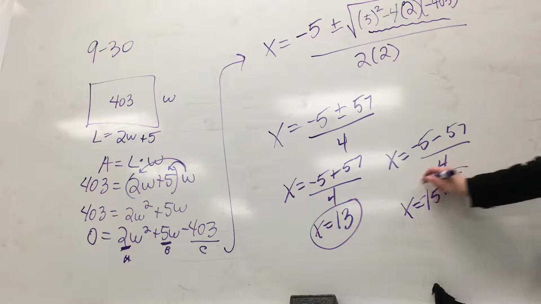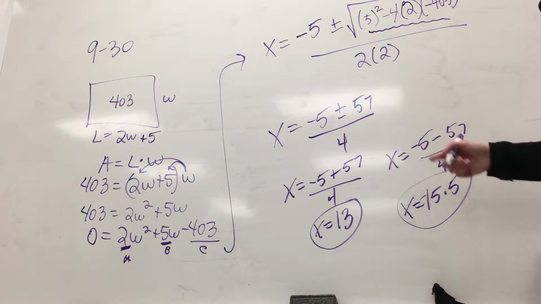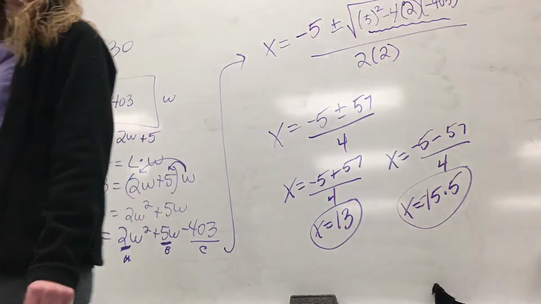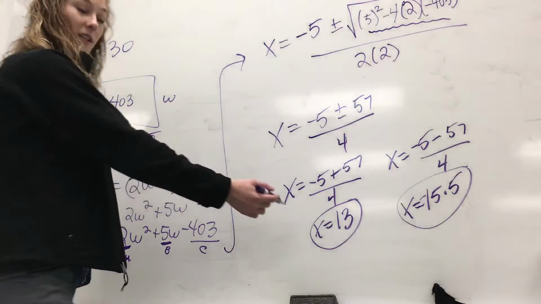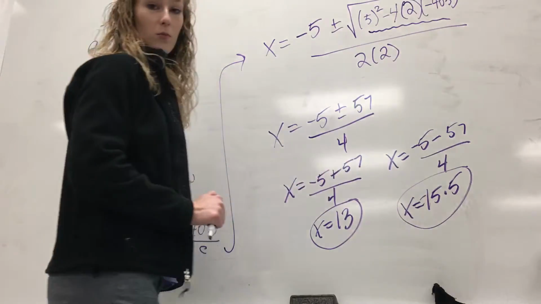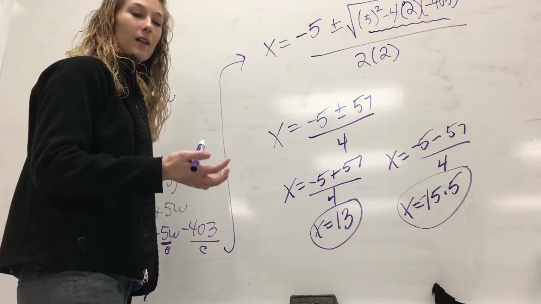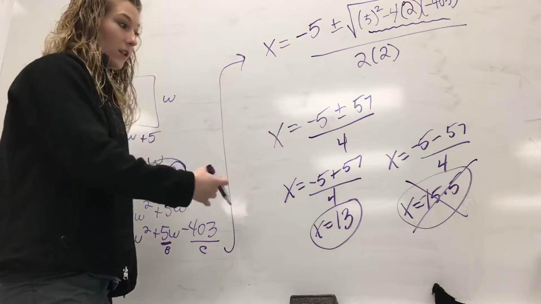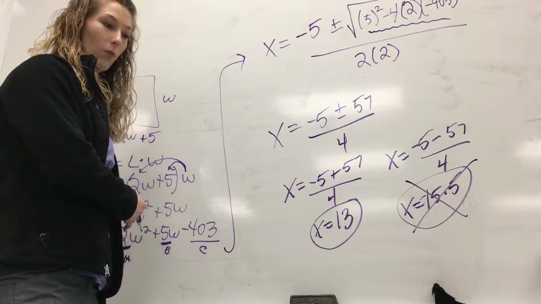Oops, I guess we weren't really solving for X. We're solving for W, but it's the same thing. So this is representing the width. So the width is either 13 centimeters or negative 15.5 centimeters. And we can't have a negative distance. So we're going to say no to that answer. That is the correct answer for our equation. It just doesn't fit our word problem.